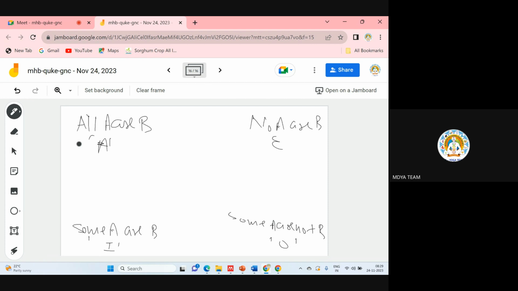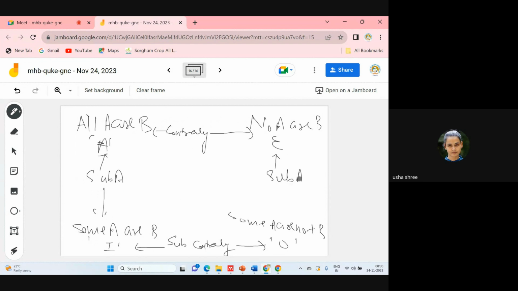Okay. So the relation between these two statements, all A R B and no A R B, will be known as contrary relationship. Between A and E, the relation is called contrary relation. Between I and O, what relation do we call it? Subcontrary. Yes. And between A and I, this is subalterns, and this is also subalterns. Yes, and in diagonal, it will always be contradictory. So this is all about square of opposition.